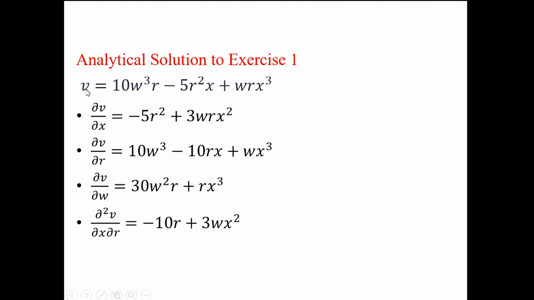Again, see partial of v with respect to x. x is here, but x is not here. So we know that the partial of v with respect to x here is 0. All of this is 0. And with respect to x here is just minus 5r squared. So I hope we still remember some basic calculus. You look at this, x is here, so it becomes 3wrs squared. That is the way to do normal differentiation.